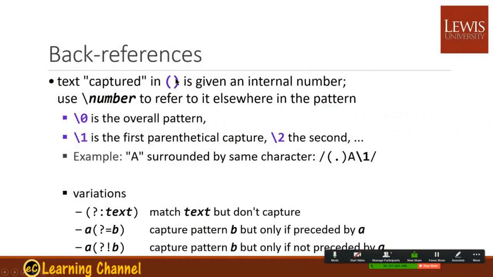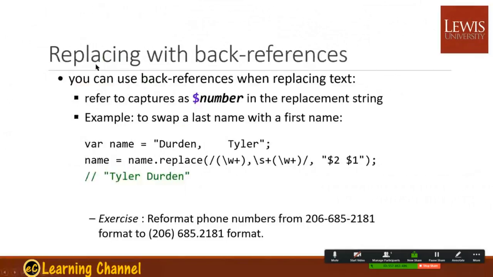Back reference. When you capture a group, you can use backslash number to refer to the first occurrence, or the second pattern, second group, second capture. These are more difficult, so more detail. Replacing with back reference: you want to replace a name matching the first group, and use the second group. Basically, I can use Tyler to replace Durden, and Durden to replace Tyler. So you become something like this.